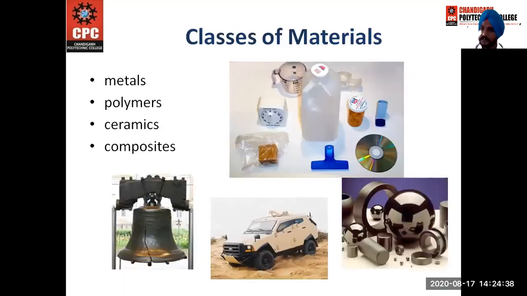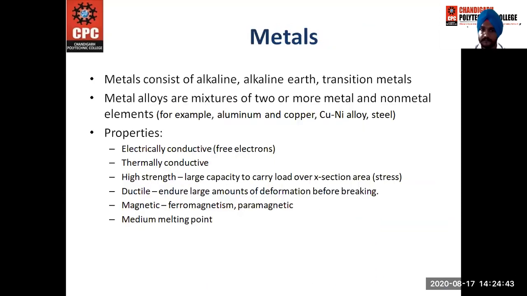Classes of material: as we already discussed, metals, polymers, ceramics, and composites. What are metals? Metals consist of alkaline earth and transition metals. Metal alloys are mixtures of two or more metals and non-metal elements. For example, aluminium and copper, copper and nickel alloy, steel. So metal alloys are mixtures of two or more metals. It can be copper or nickel, like brass. Brass also contains an alloy of metals. So different metals and alloys are used in various applications in engineering.